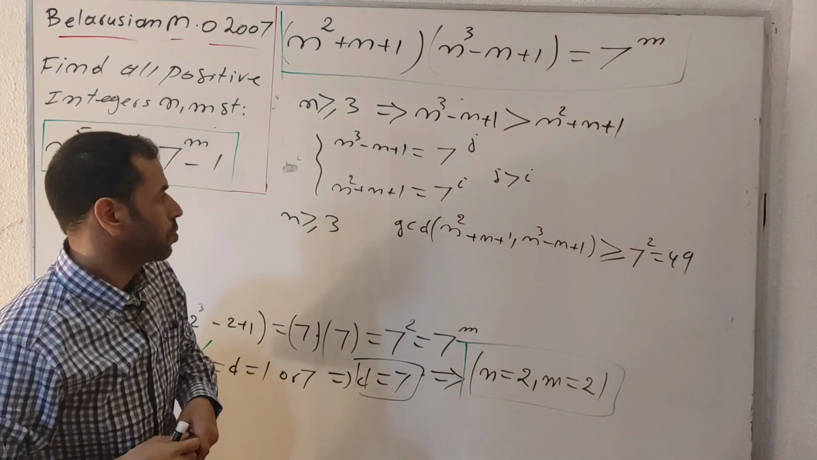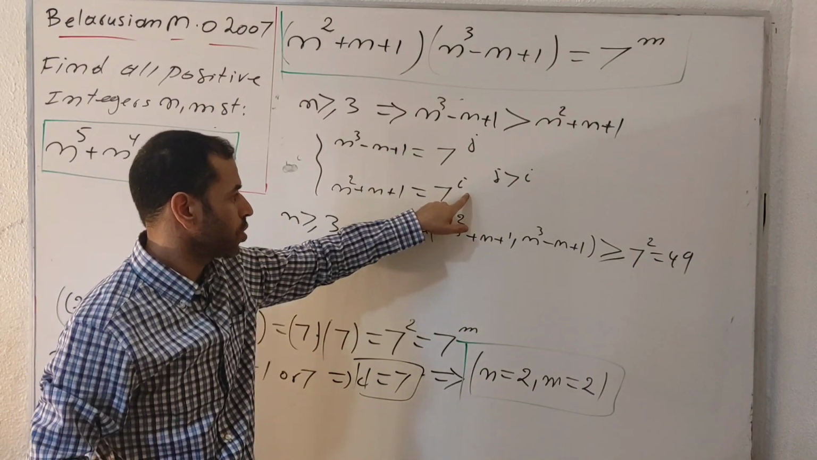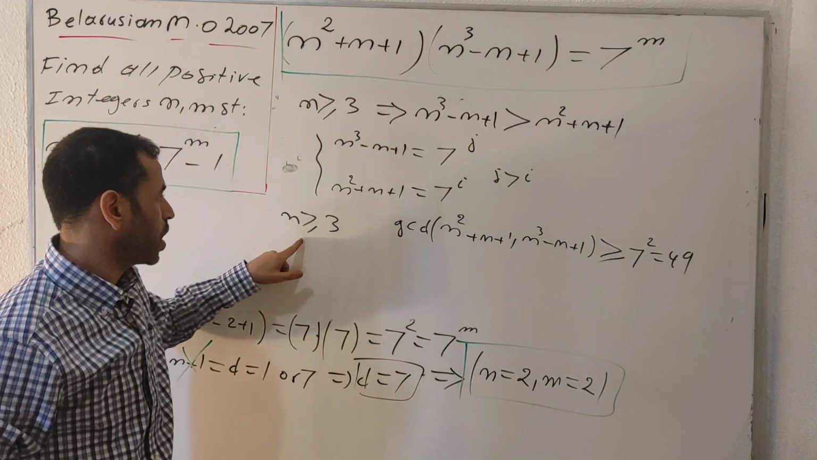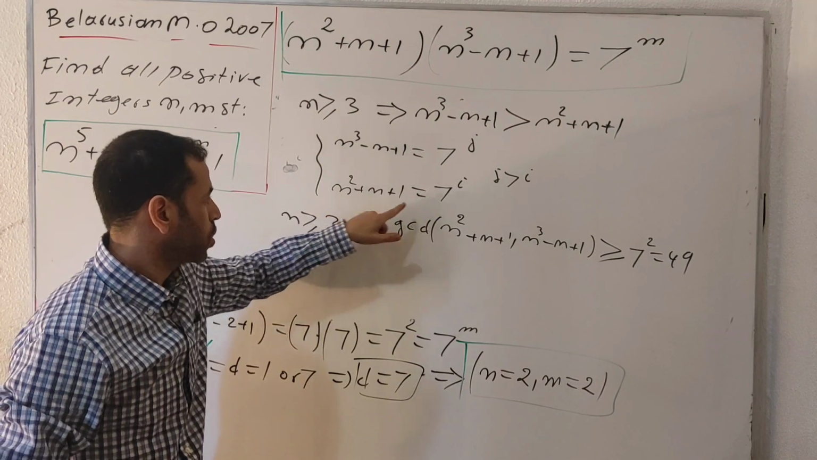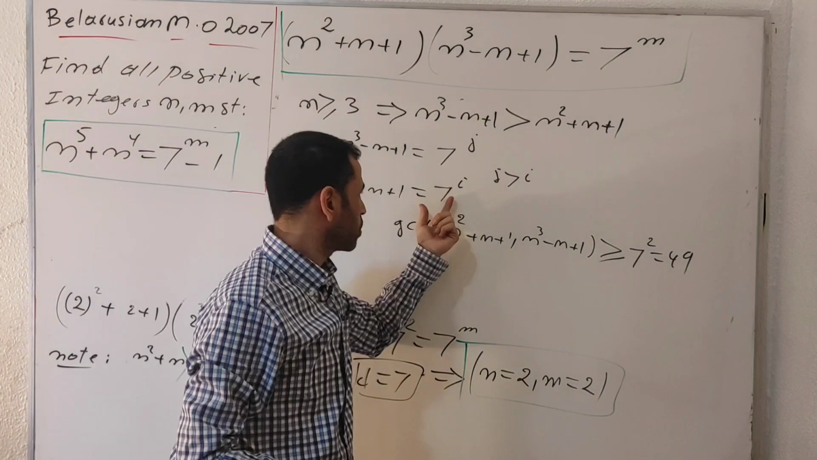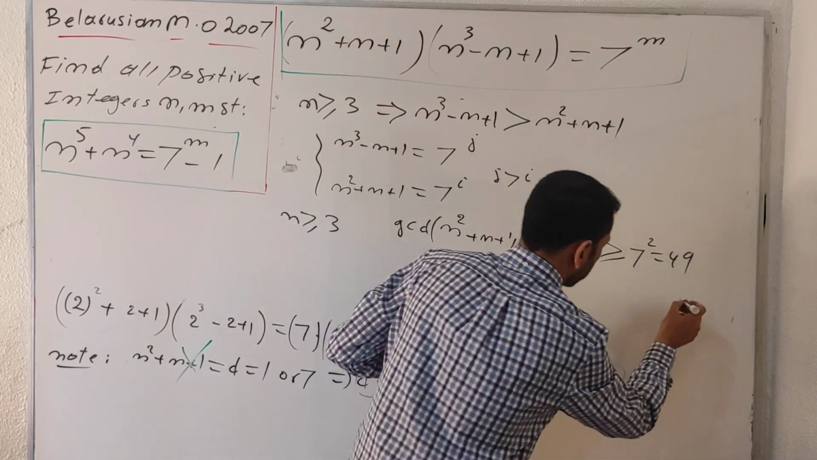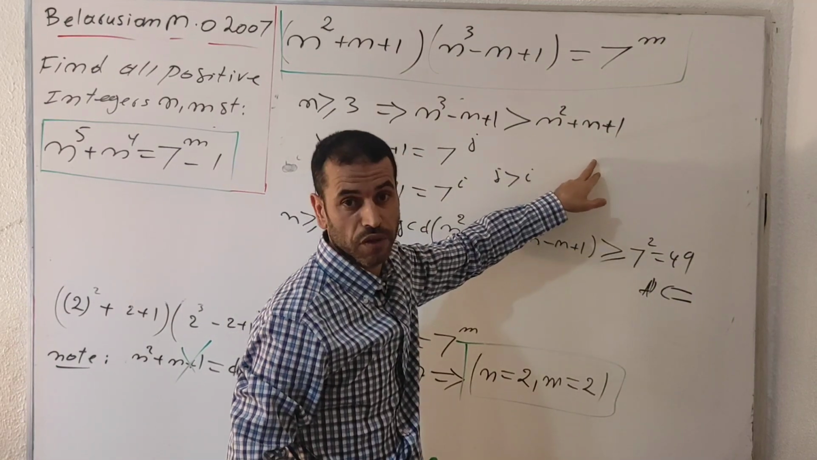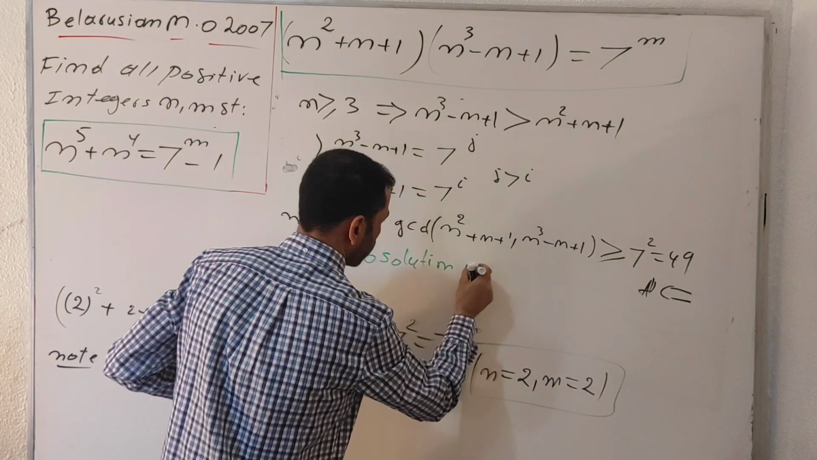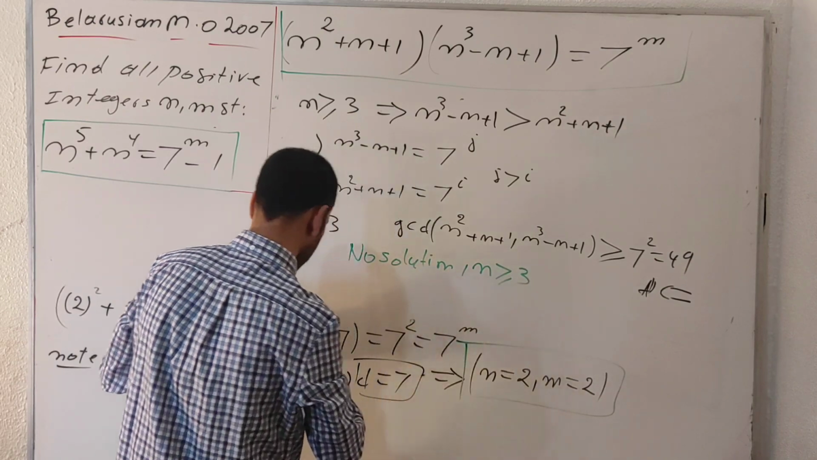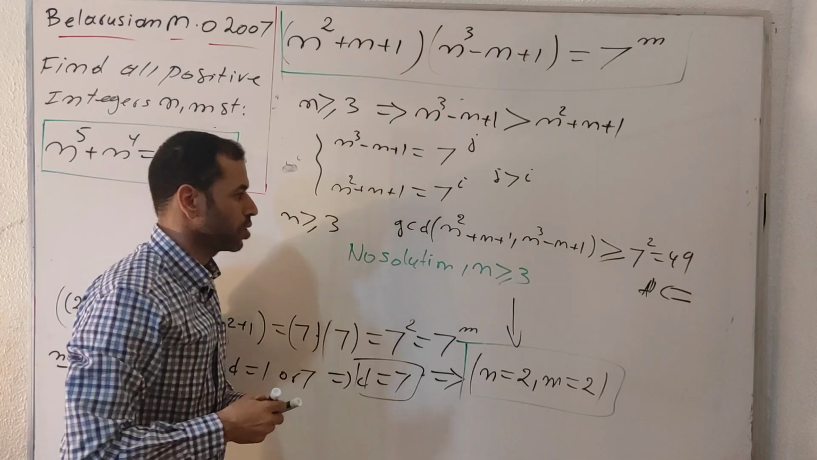Because when I have n equals 2, it was 7 here, which is i equals 1. But when we increase n, with n greater than or equal to 3, this one also becomes bigger, which means the GCD becomes 49, which is a contradiction, because we have GCD equals 7. Now we have no solutions for n greater than or equal to 3. So the only solution that we found is when n equals 2.